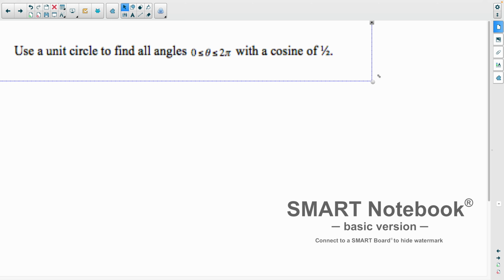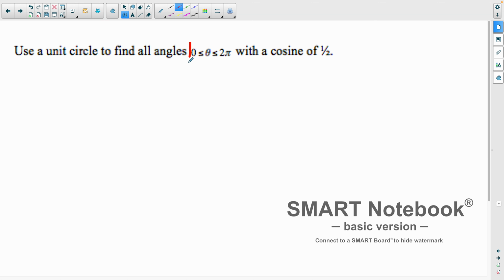What's different about this one? It's asking for the angles. Mm-hmm. It's asking for the angles. Normally they give me the angles, all right? But now it's asking for the angles, all right? And it's asking for the angles here. What does that mean?